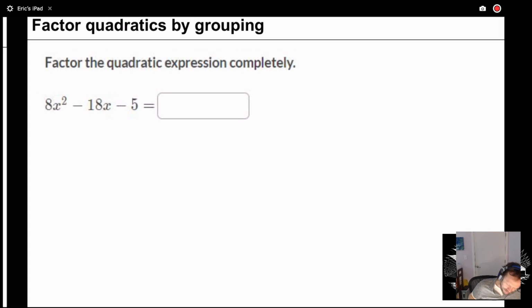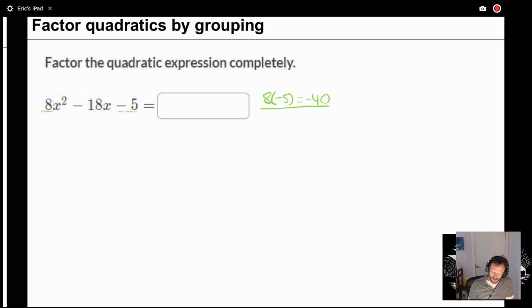Factoring completely. So how do I factor this? Well, the basic technique to factoring when the leading coefficient is not equal to 1 is to take that leading coefficient, that 8, and multiply it by this number here. So I get 8 times negative 5, which is negative 40.